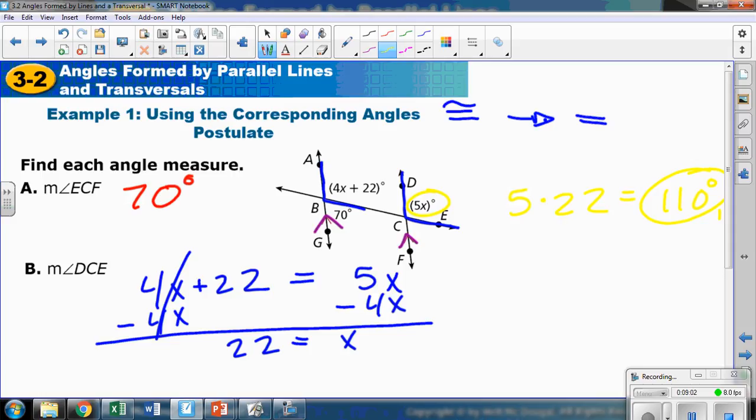And I want to emphasize, the only reason we are able to create this equation in the blue is because those purple arrows were there. Because we were told the lines are parallel, it allows us to do these things.